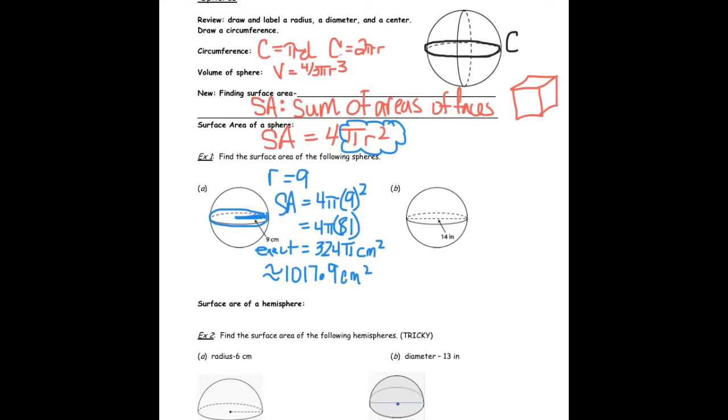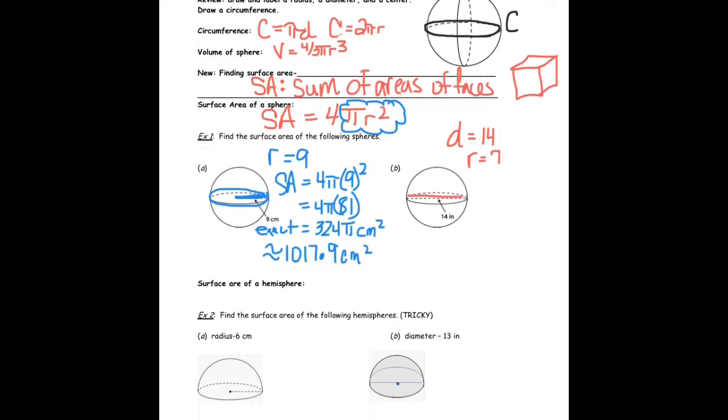On the second example, I noticed that this measurement going across is the diameter. So the diameter is 14. If the diameter is 14, that means the radius is half of that, which is 7. So you can plug that in and check that out.